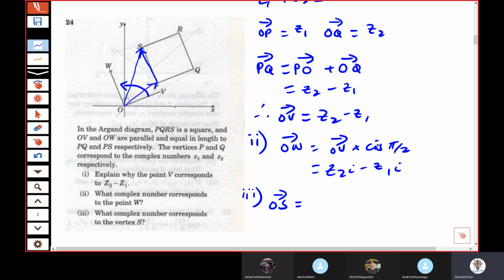We all agree with that? Let's see. What's OP equal to? Right up here, Z1. What is PS equal to? Isn't PS the same as OW? You're done.